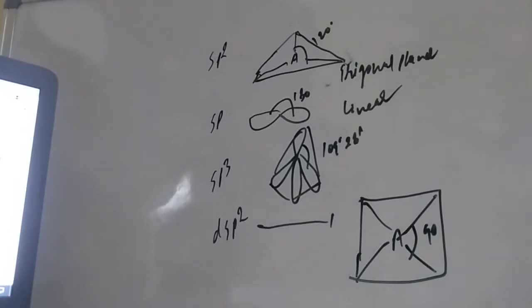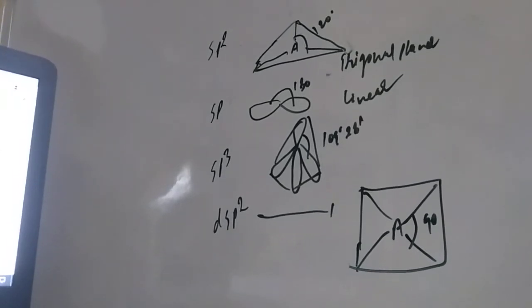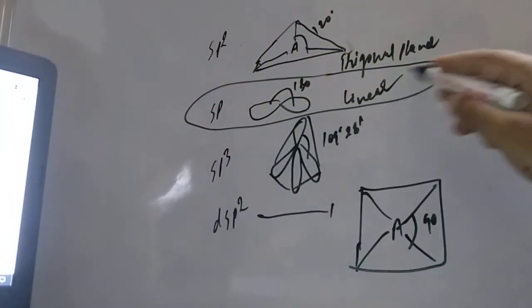So they are asking which of the following hybridization has maximum bond angle. The sp hybridization has linear geometry, so its bond angle is maximum.